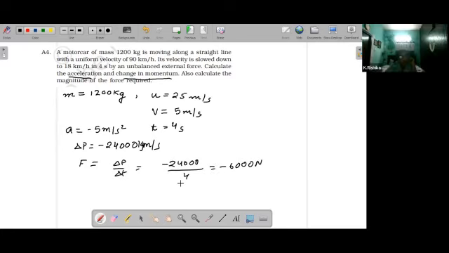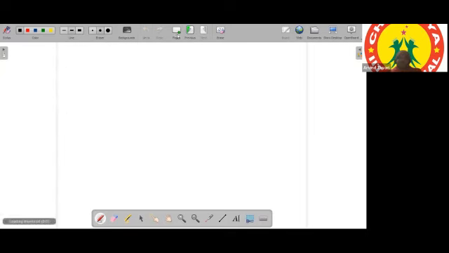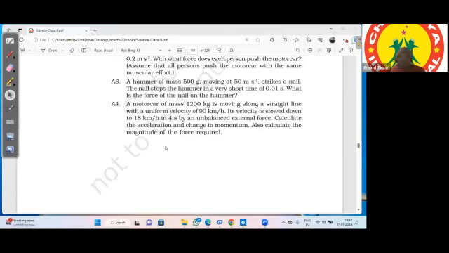Okay. I did force F equals ma. That also works, right, sir? That is also correct. You found out acceleration, so you find out mass times acceleration. That will also be the same. Okay. So see.